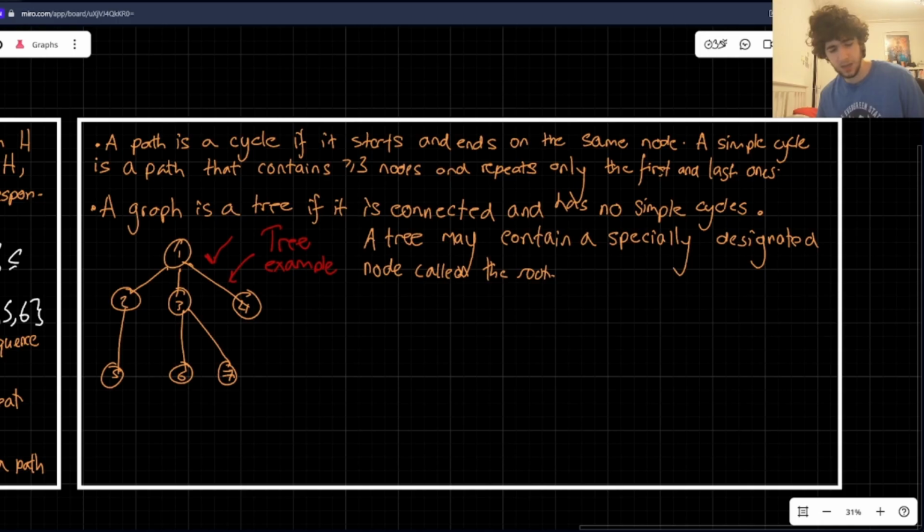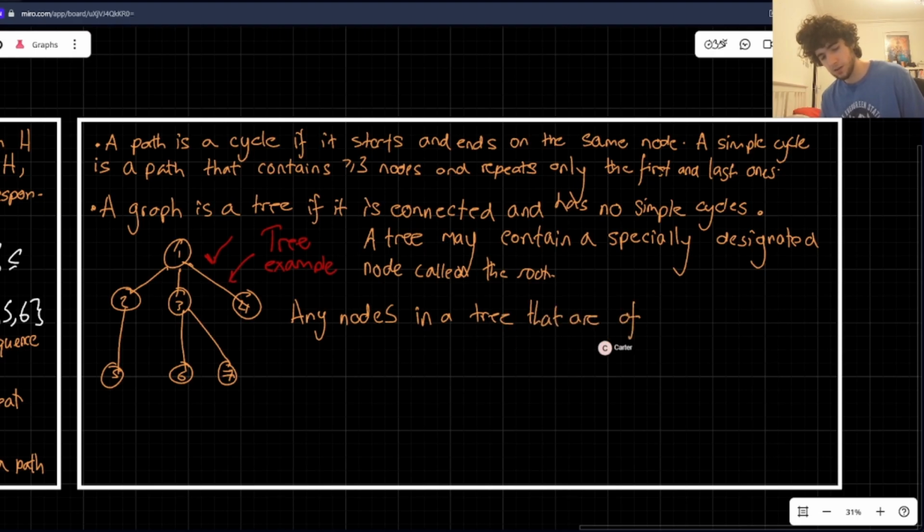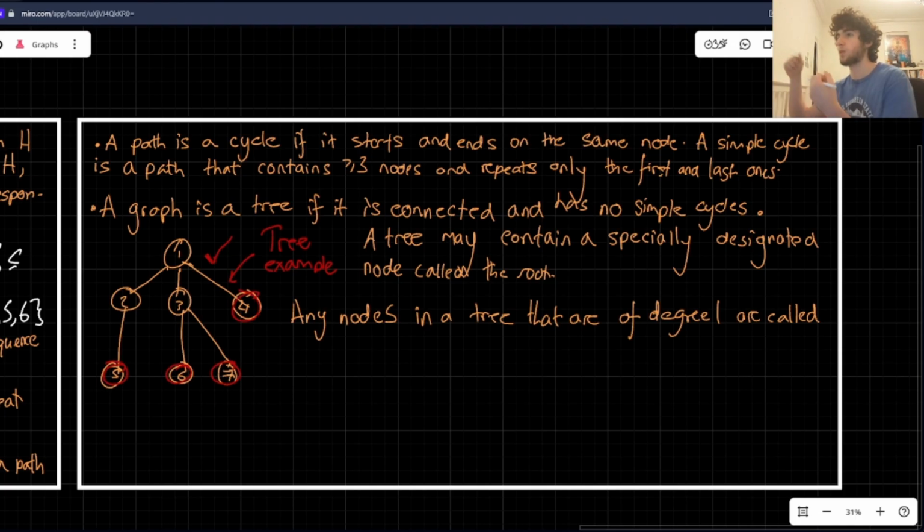Okay, and the last thing to note here is that any nodes in a tree that are of degree 1 are called the leaves of the tree. Effectively, they're just hanging on the ends, right? So for example, on the tree to the left, 5, 6, 7, and 4 are the leaves of the tree. They're just on the end of the tree. You can pull them off. They have only one edge pulling them, if you think about it like that.